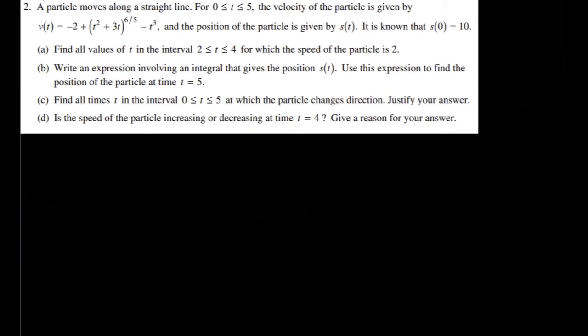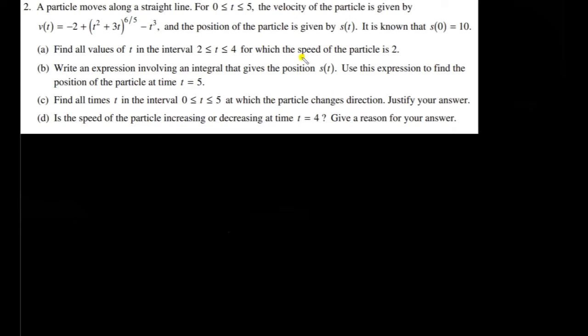A particle is moving along in a straight line. For t between 0 and 5, the velocity is given by that, and the position is given by s of t. It is known that s of 0 equals 10. Part A, find all values of t in the interval from 2 to 4 for which the speed of the particle is 2. Okay, so this is basically a speed versus velocity thing, right?